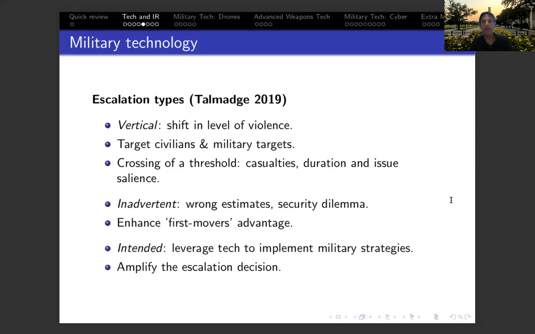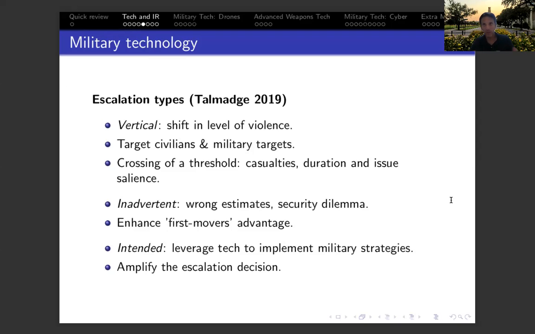Lastly, we have an intended type of escalation. In that sense, we developed the tools and leveraged them to manipulate the escalation risks and implement military strategies. And the main difference in this case is that the technology serves to amplify or enhance a decision that's already been made to escalate the conflict, and does not serve as an incentive by itself. Technology is not the reason, just like the quotes told us, for escalation. It just enhances that decision, which is a political decision.